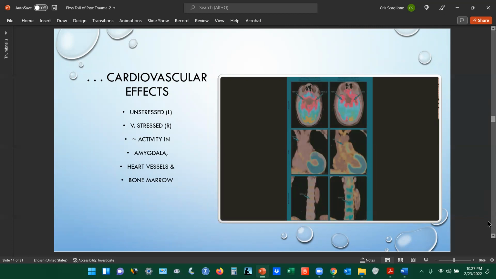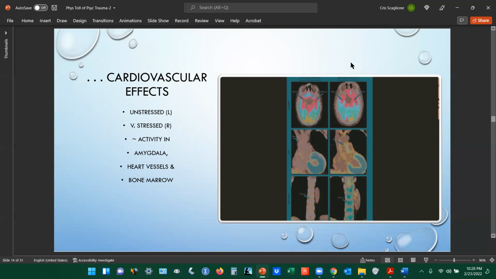Here are some cardiovascular, or actually, it's a little bit of an extension of the cardiovascular effects, but I wanted to show you here. These are MRIs of people, probably the same person as it looks like, actually, under stressed versus unstressed conditions. So the unstressed person is here on the left, and the stressed person is here on the right.